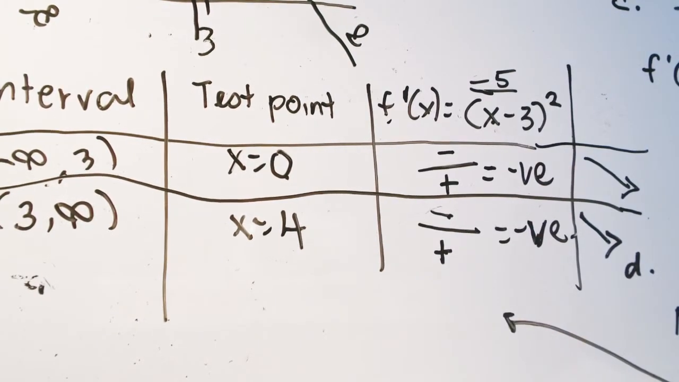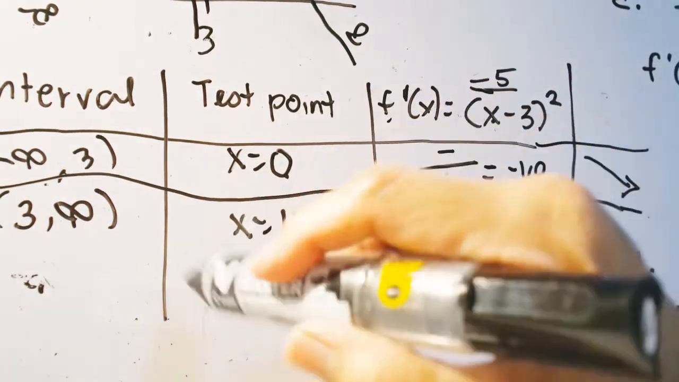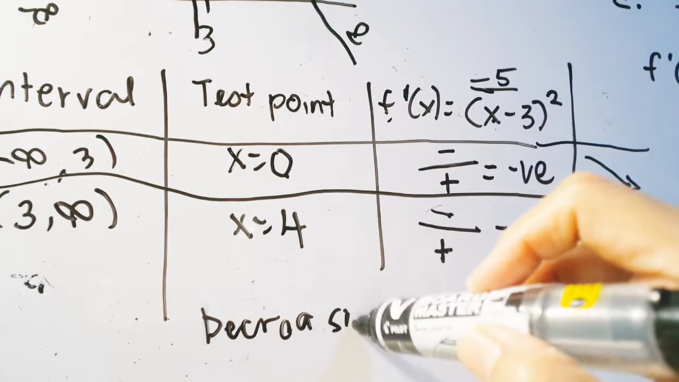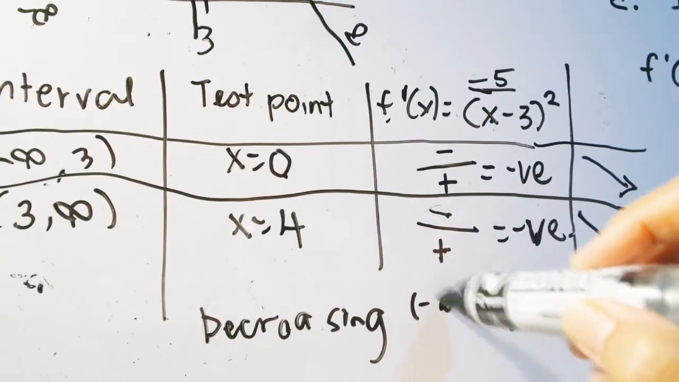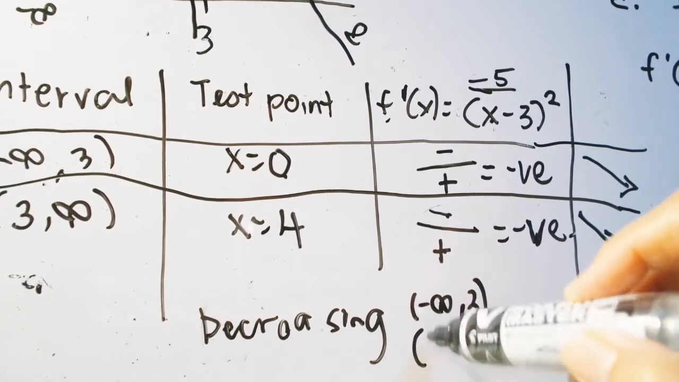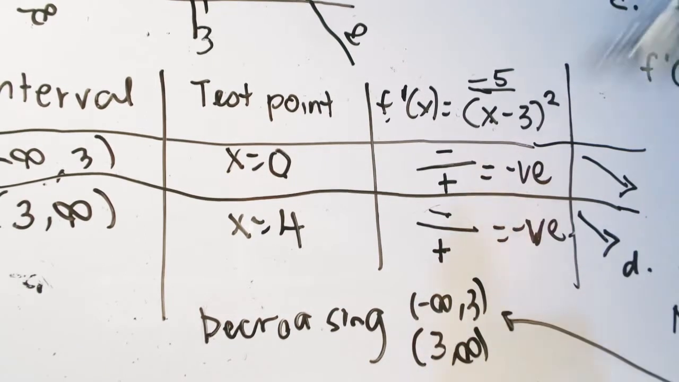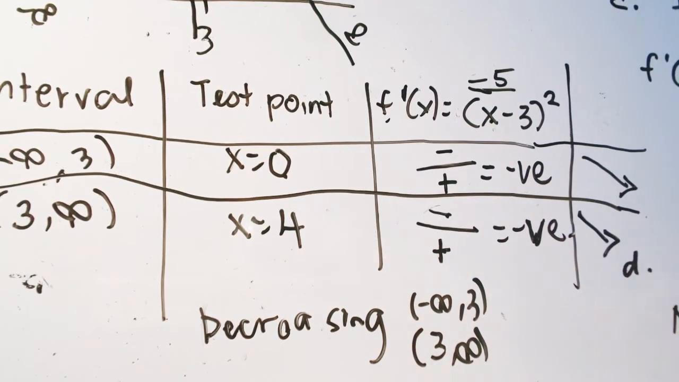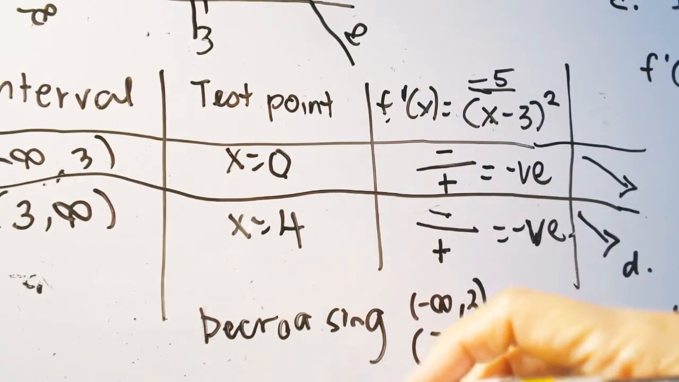The question is asking where the function is increasing or decreasing. What we have is not the real graph. We are just trying to find where it is increasing or decreasing. So from the number line, you can see that the function is decreasing from minus infinity to 3 and 3 to infinity. So increasing, none.